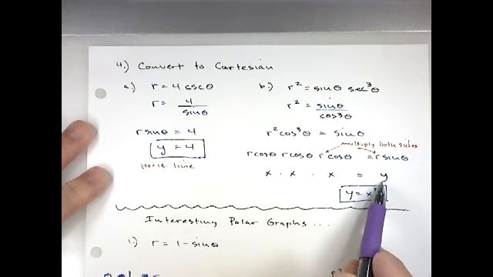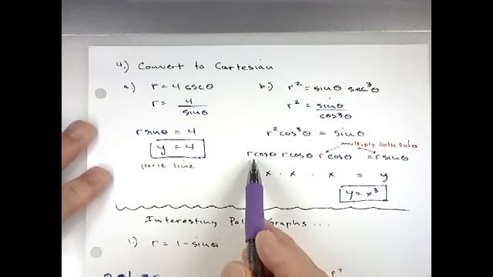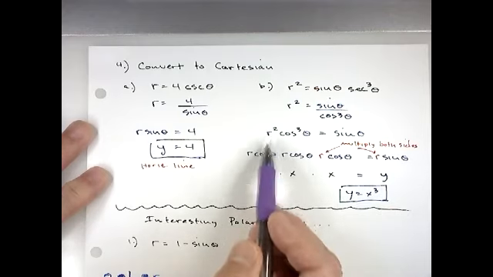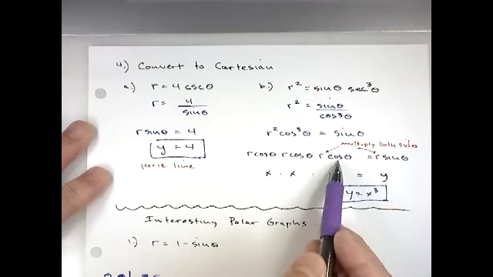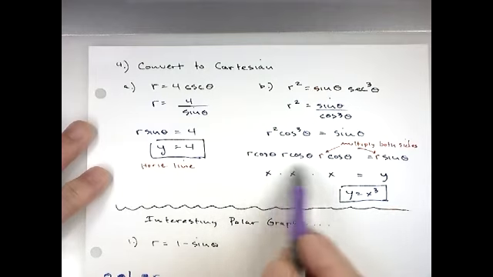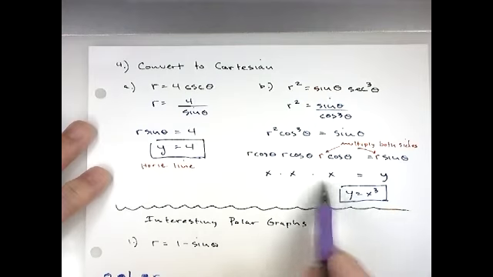Now this can be replaced with y, and now I actually have r cosine theta, if I break this up as r cosine theta, another extra r cosine theta. Those are all x's, so this would be the same thing as y equals x cubed.